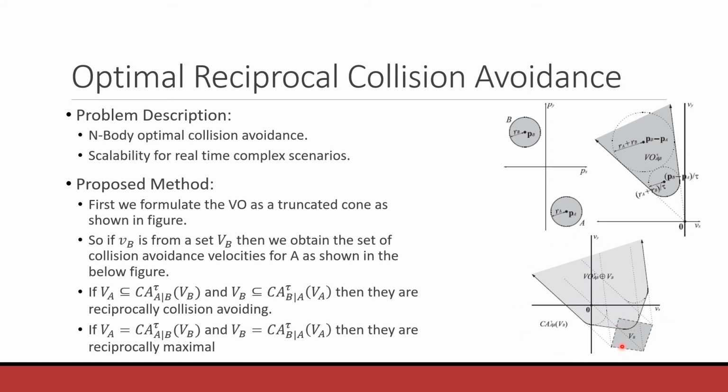So here's the VB range, and this forms the truncated cone here, and this end would form the truncated cone here. So this entire gray region would be our velocity obstacle, and outside that would be our velocities that are going to be avoiding these. In other words, if VA is a subset of the collision avoidance versus B, and VB is a subset of its collision avoidance with A, then they are reciprocally collision avoiding. And also, if they are equal to these subsets completely, then they are reciprocally maximal as well.